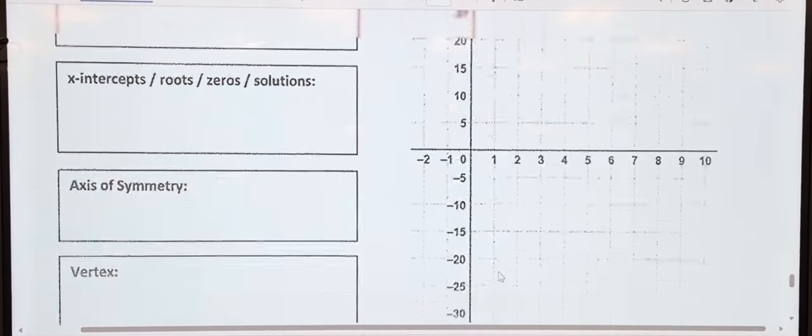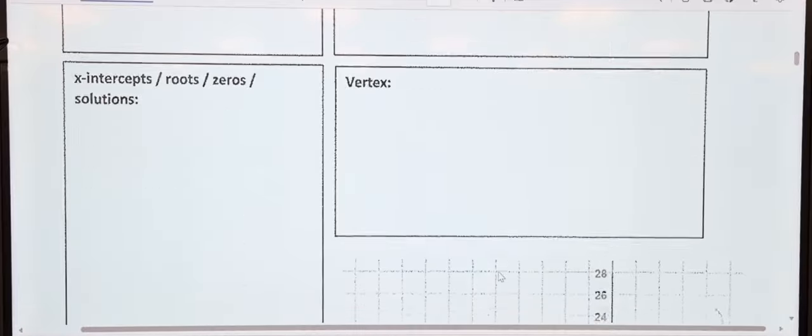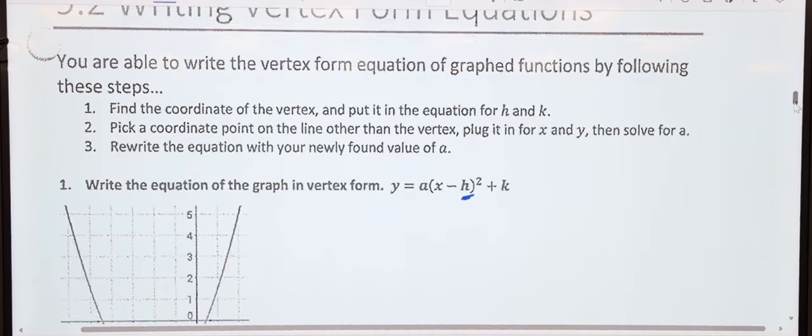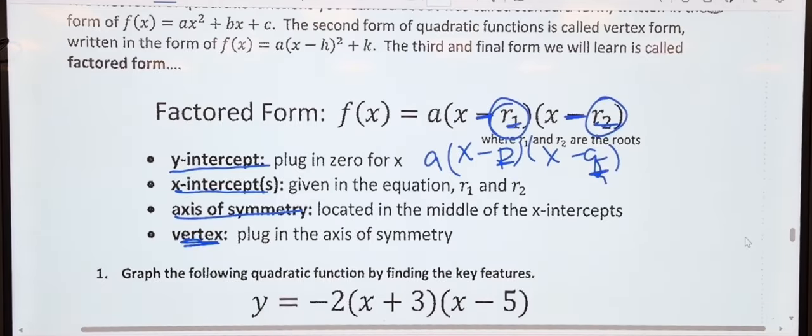Where's our vertex form? I don't think I have it on here. We look for this when it's vertex form, right? Oh, I'm doing it sideways, sorry. This is vertex form. We look for this H and this K, right? So how do I know what form I'm looking at right now? This has H and K. How do I know what form this is?